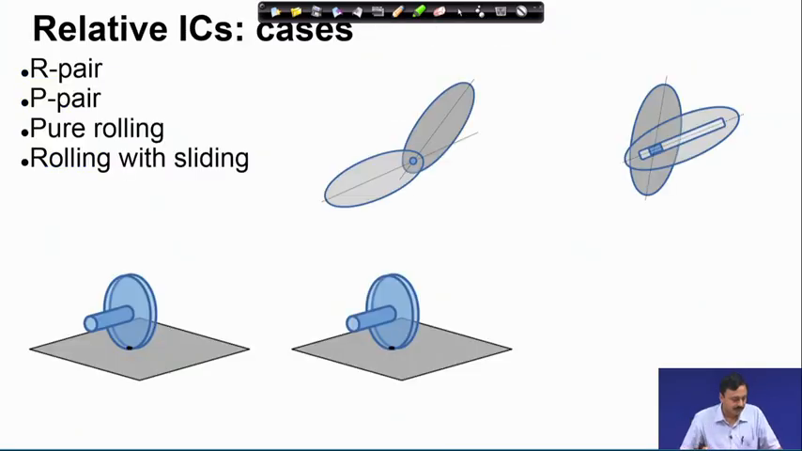So, let us look at the relative ICs for some simple cases. For the revolute pair, the relative IC of the 2 bodies 2 and 3 is the R pair itself. The relative instantaneous center of rotation of these two bodies 2 and 3, this being a prismatic pair, is at infinity along this line which is perpendicular to the direction of sliding.